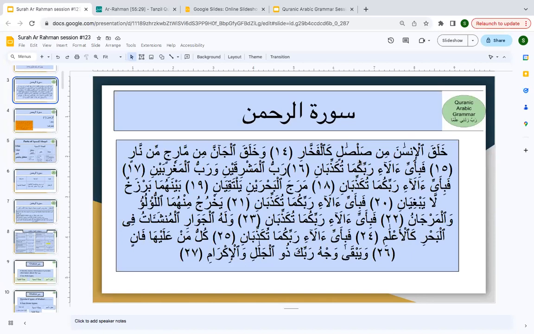Yes. So this is Rabbul Mashriqaini. Rabb is rough in status. Rabb is rough in status. So can it be the khabar for Ar-Rahman? And my dear students, who have learned Murakkabe Atf?